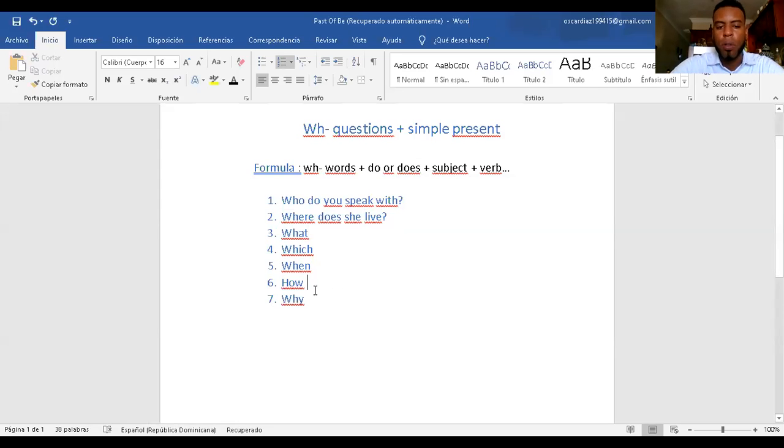Now let's go on to another example, but now with the WH word how. How, WH word, plus do, the subject, and the verb. Still the same formula that we have here at the top. How do they feel?